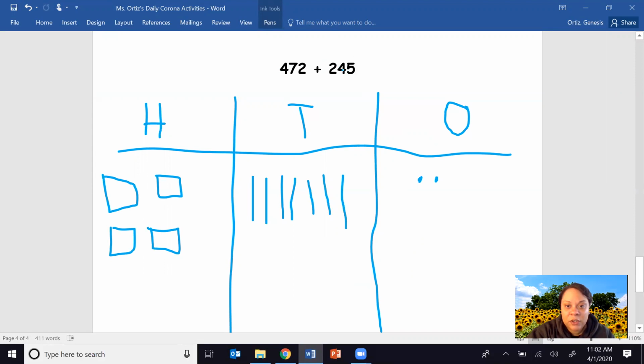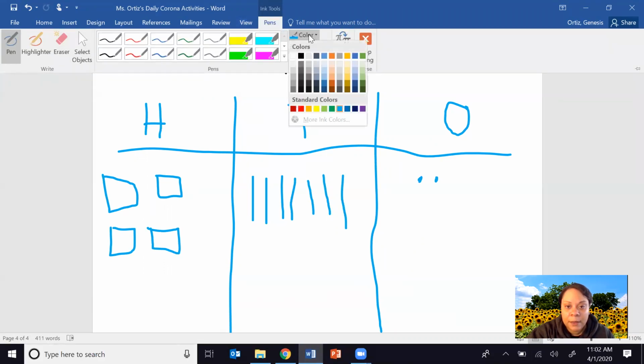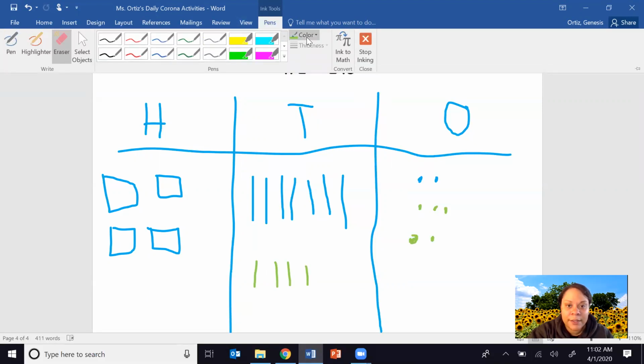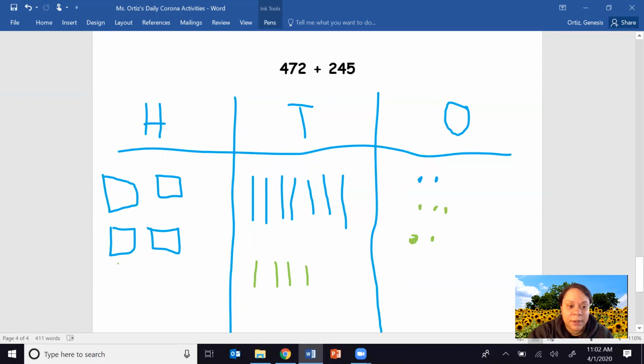Now I just draw in 245, which is 5 ones. 1, 2, 3, 4, and 5. And then I have 4 tens. 1, 2, 3, 4. And I have 400s. What am I doing? Miss Ortiz, you're just going ahead of yourself again. Wow. I meant to draw 200s. I'm sorry, guys. Miss Ortiz has lost her mind.